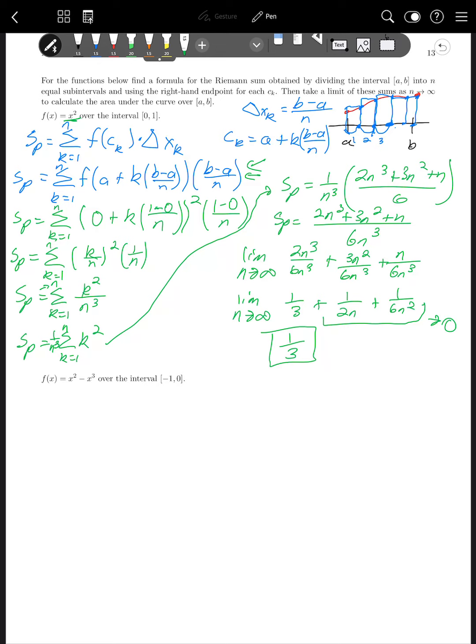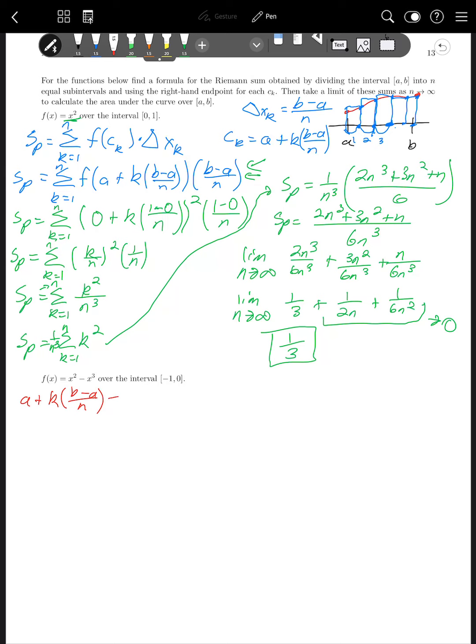Okay, and so that's the idea. So now let's try another more complicated one together. We're going to do the same idea as the one we just did. It's just going to be a little more complicated because it's a more complicated function. We're going to plug a plus k times b minus a over n in for x. What might be a useful thing to start out with is, what is a plus k times b minus a over n for this function?